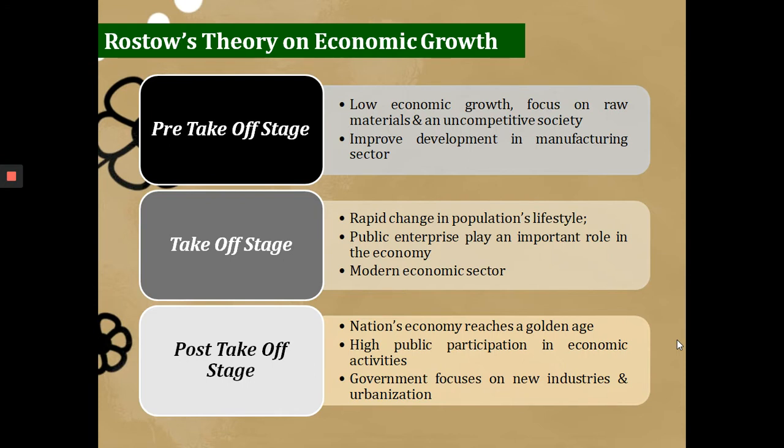Okay, so according to Rostow, in order for the economy to grow, we have 3 different stages. So the first one we have pre-take-off stage, take-off stage and also post-take-off stage. Kalau pre tu maksudnya sebelum, kalau macam aeroplane tu kan sebelum dia terbang lah. Take-off tu waktu dia tengah terbang, and then post tu selepas. After take-off stage. So what happened during the pre-take-off stage?